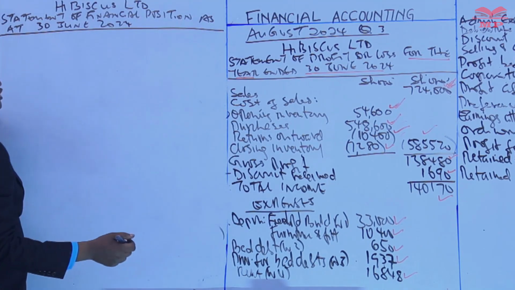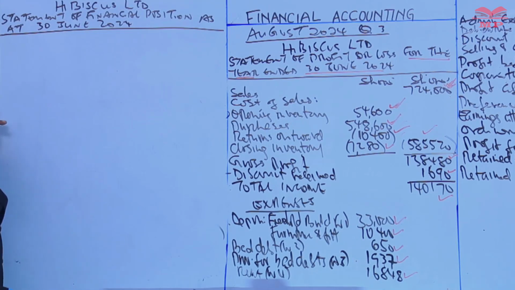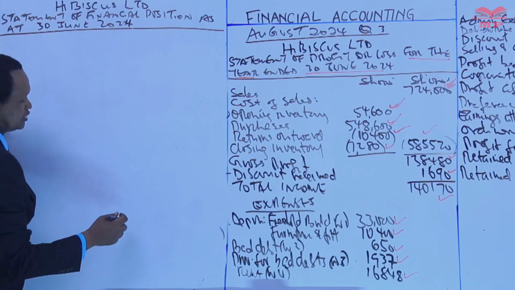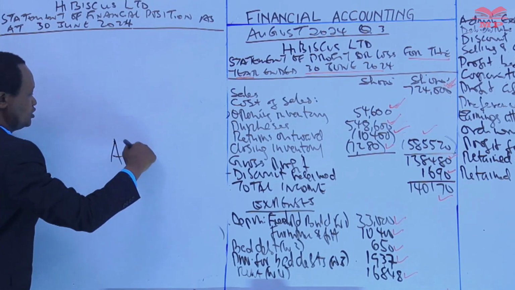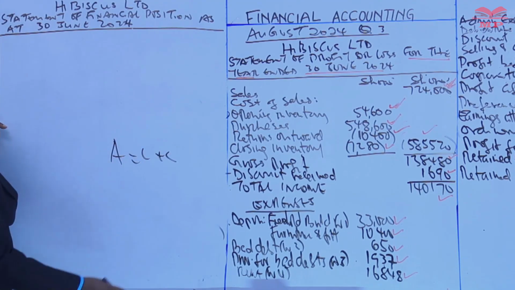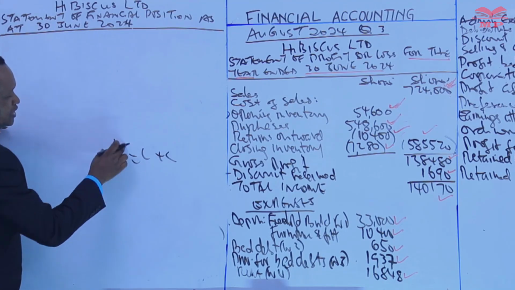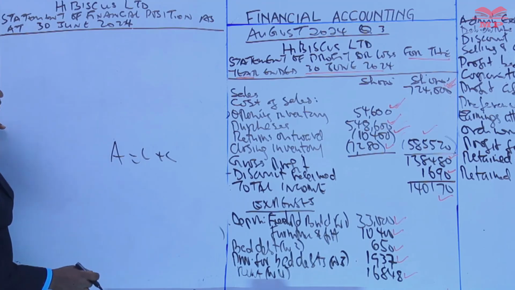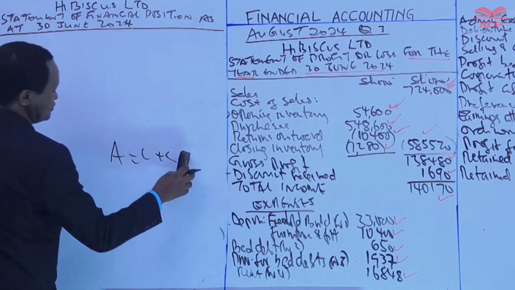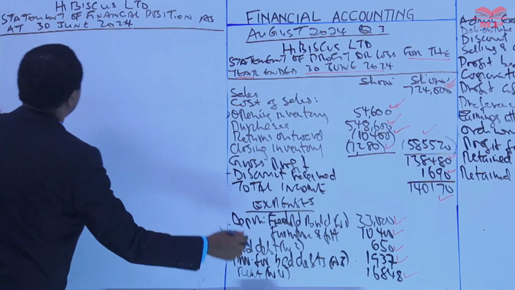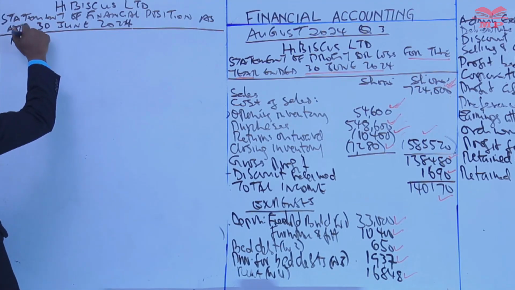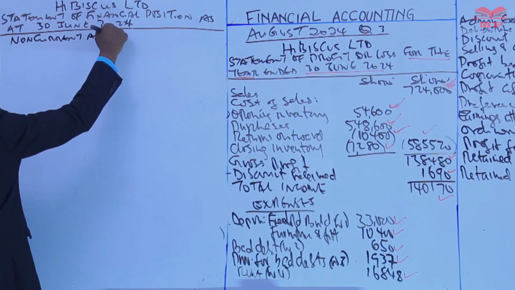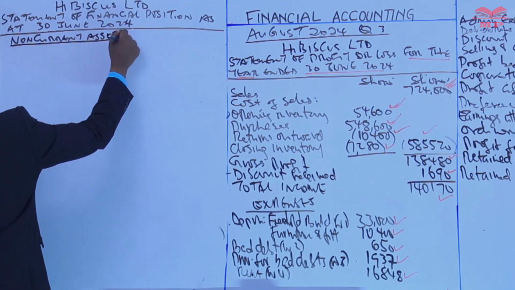Statement of financial position, popularly known as the balance sheet. The balance sheet is prepared on the basis of the accounting equation A equals L plus C. So in this statement we are going to analyze the assets, liabilities, and capital of this company. We begin with the non-current assets. These are long-term assets.